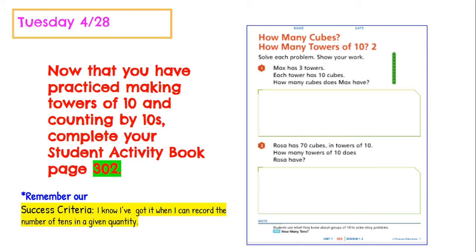Number 1, Max has 3 towers. Each tower has 10 cubes. How many cubes does Max have? Number 2, Rosa has 70 cubes in towers of 10. How many towers of 10 does Rosa have?